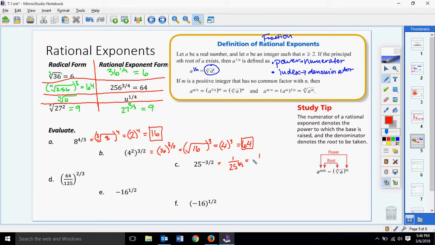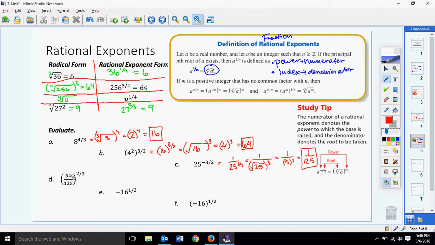So I have 1 in the numerator. And I need to write 25 to the 3/2 in radical form. So I'm taking the square root of 25 to the power of 3. Simplifying the square root of 25, I get 5. 5 to the power of 3 means 125. So my final answer is 1 over 125. Moving on to D.